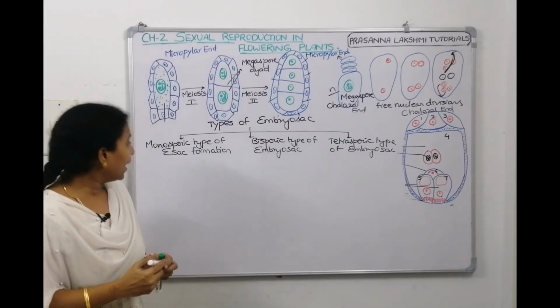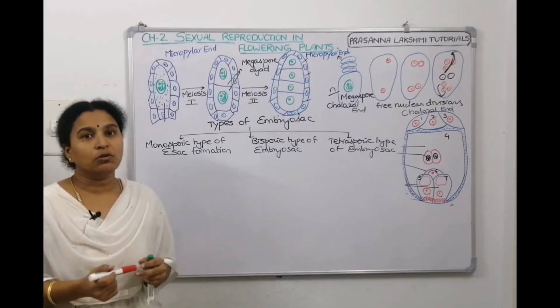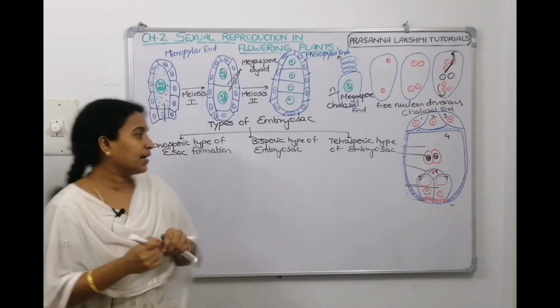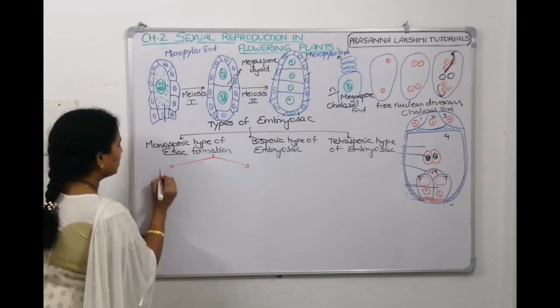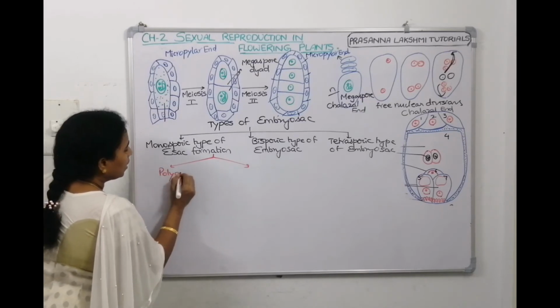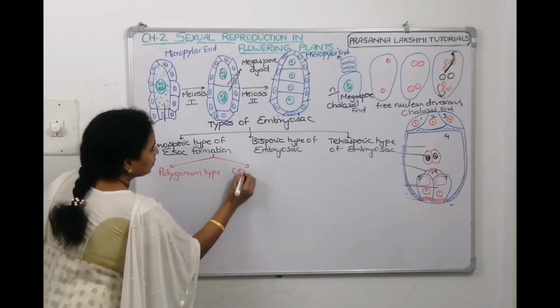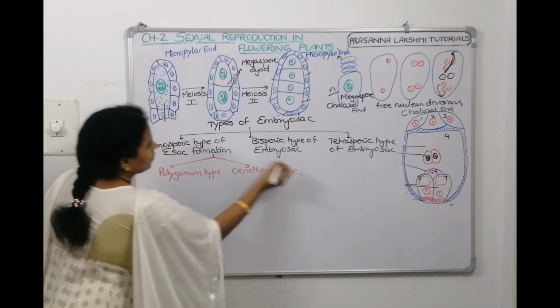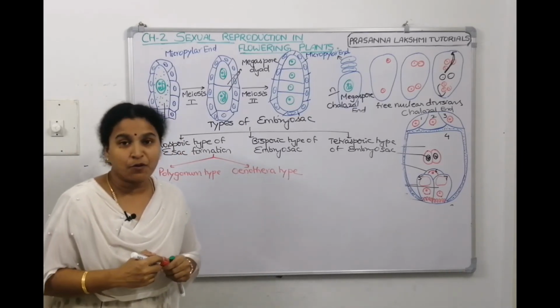Monosporic type, again we can divide the monosporic type of embryo sac formation into two types. One is polygonum type and the other one is called Oenothera type. What are the two types? One is polygonum type of embryo sac, the other is Oenothera type of embryo sac. Both of them come under monosporic type of embryo sac formation.